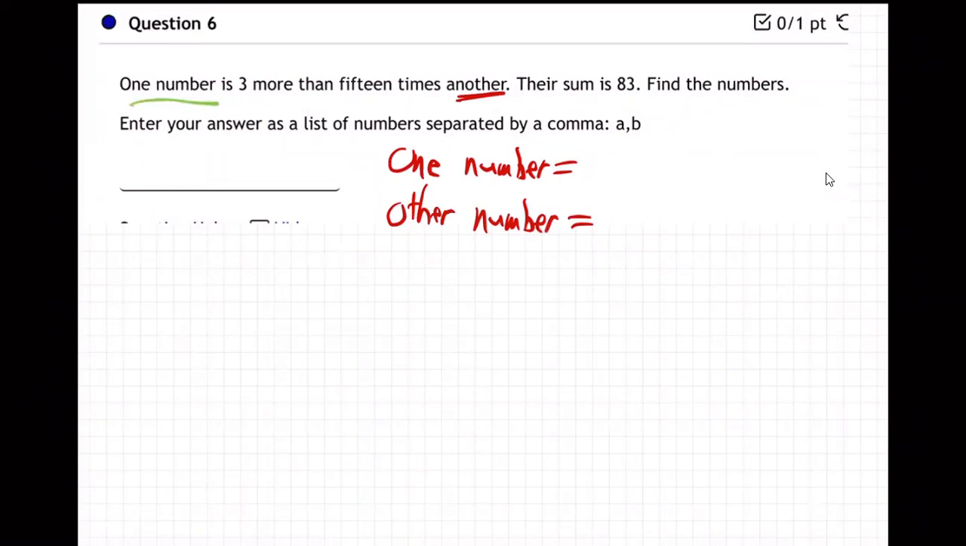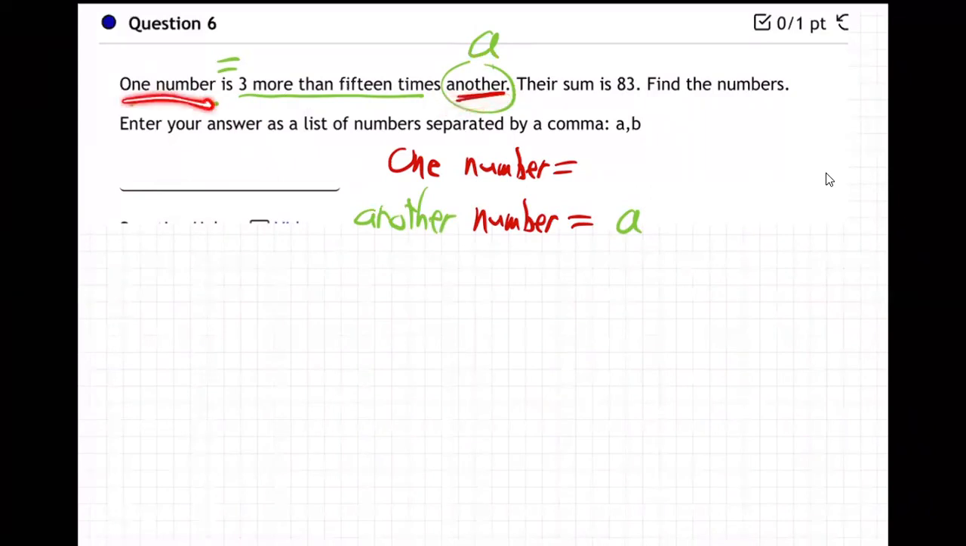All right. So, well, one number equals 3 more than 15 times another. So I'm going to call the other number X. In fact, maybe I can make it more meaningful if I call it "another" and use A. You don't have to. I mean, X is fine, but it might be easier for you to use meaningful letters, A for another. So now why did I start with that? Well, because it's mentioned right here.